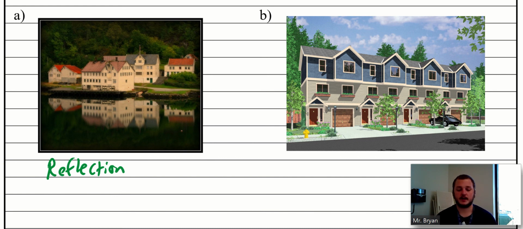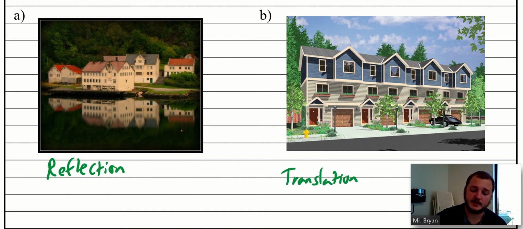All right, and then same thing for B. I want you to take a second. I want you to pause your video, and I want you to ask yourself, if I'm looking at what looks like an apartment building, which transformation would fit this example here? Okay, so hopefully you're able to answer that on your own as well. And this one would just be translation.